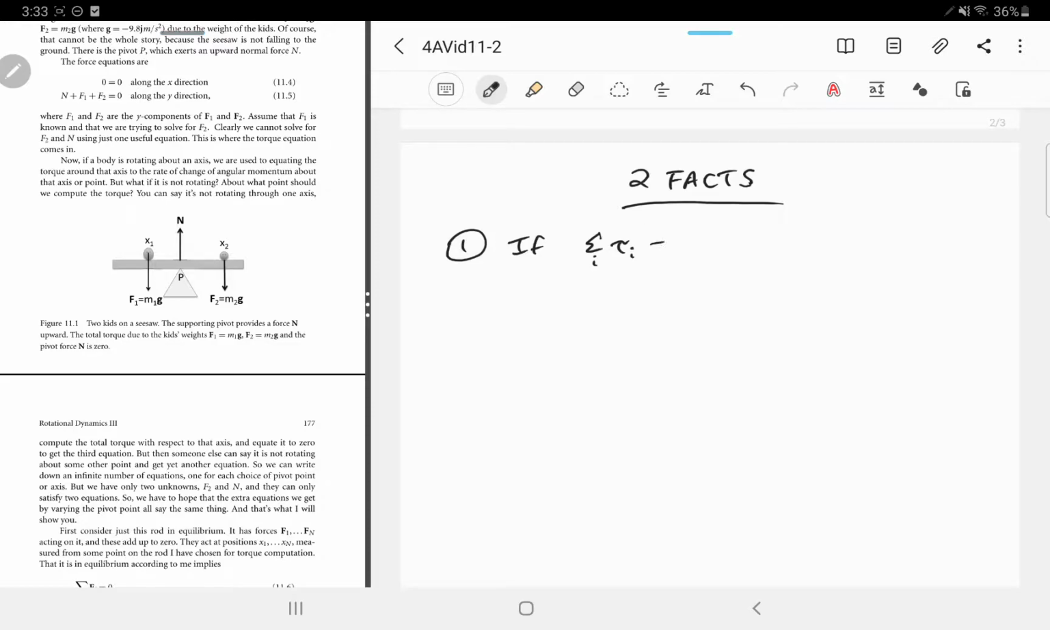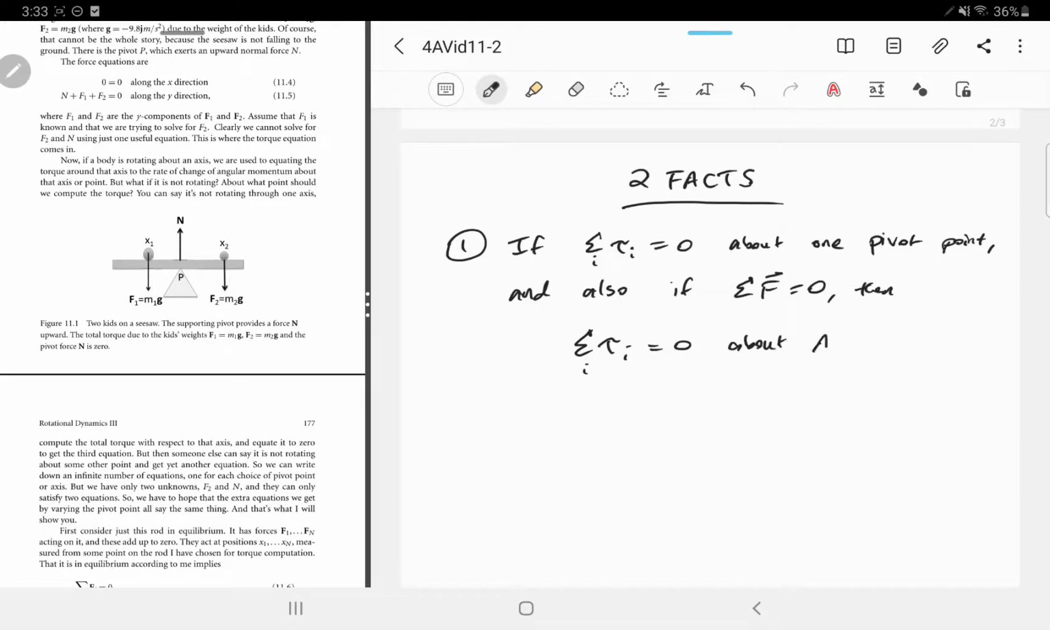If the sum of the torques is 0 about one pivot point, and in addition, if the sum of the forces is 0, so if you already know that that's true, so if both of these conditions are true, then the sum of the torques is 0 about any pivot point.